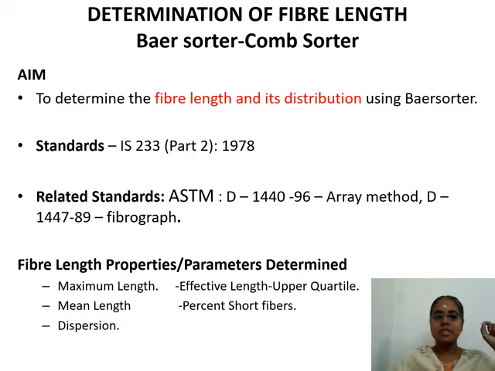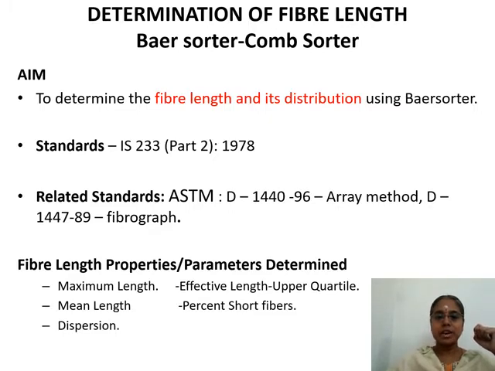The first one is the aim of the experiment, which is to determine the fiber length and its distribution, because fiber length is not a single value. You have a number of fibers, a group of fibers, not a single one. If I measure my height, it is a single value. If I measure the height of a class of students, then it is not a single value. So how it is distributed has to be known. There will be variations in the fiber length, and how it is distributed can be found using this instrument. So the aim of the experiment is to determine the fiber length and its distribution.